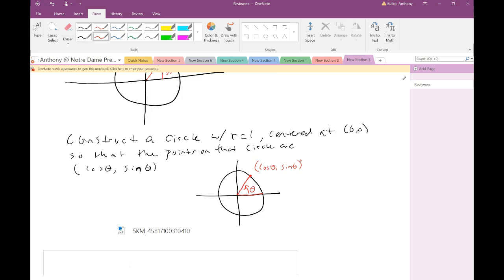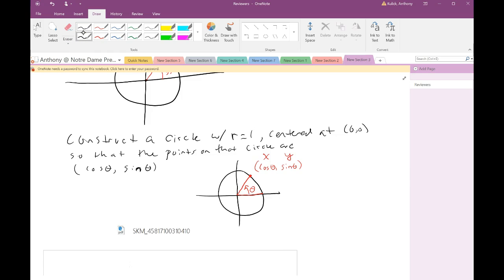So, basically this is what the unit circle is. It's a circle that has radius 1. It's centered at the origin, that's the point 0, 0. And the points on that circle are of the form cosine theta, sine theta, where the point is basically where the terminal side of our angle intersects that unit circle. So the x-coordinate is my cosine, and the y-coordinate is my sine. Everybody okay with that idea?